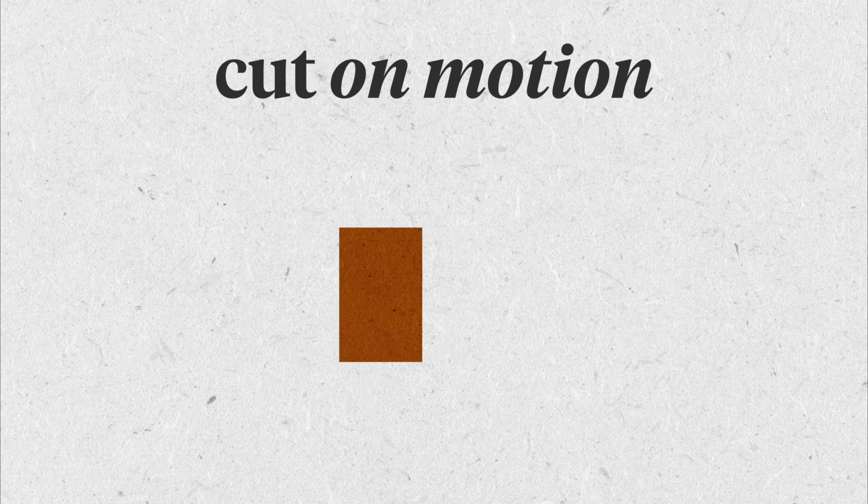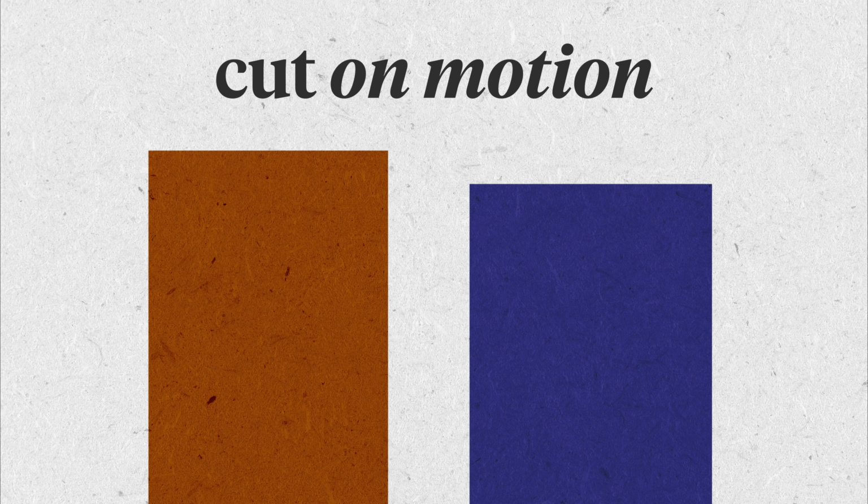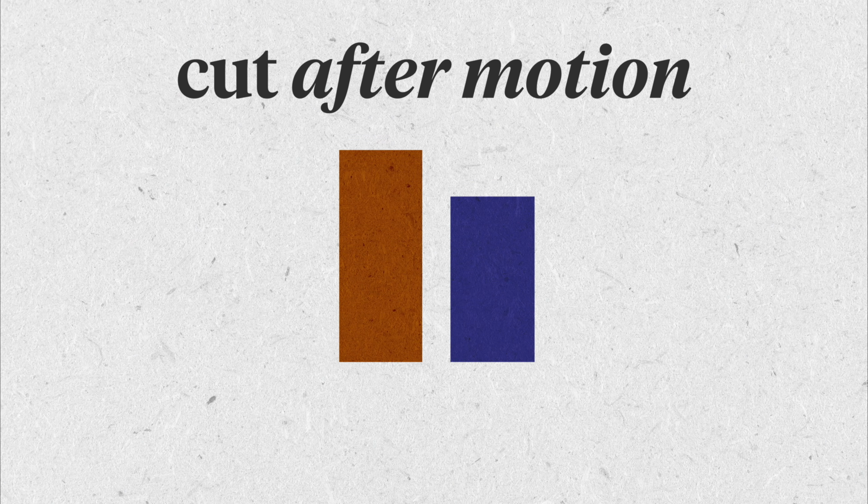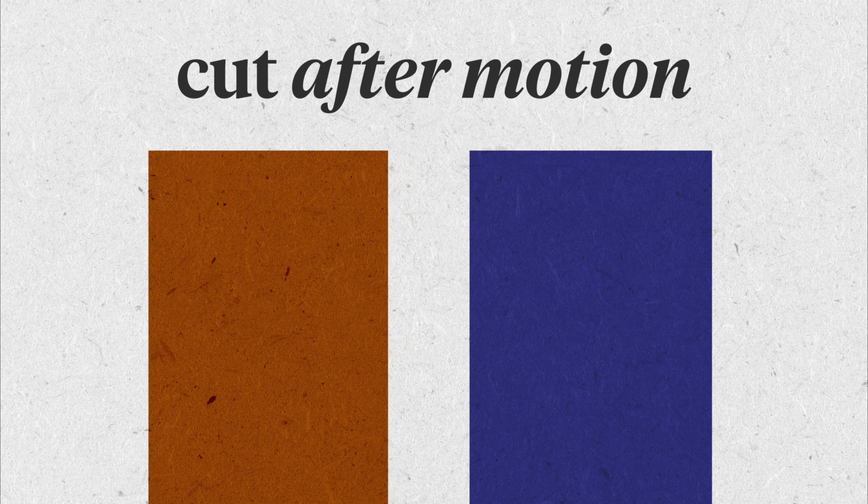Another hack for smooth motion is cutting on motion. You'll see in this example of these graphs, when we cut on motion, it allows the cut to feel invisible, rather than waiting for the end of the motion to make a cut, which seems a lot more jarring. So apply this and cut on motion rather than when the motion is finished.